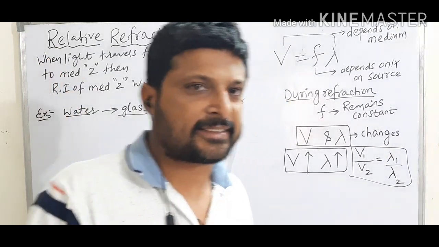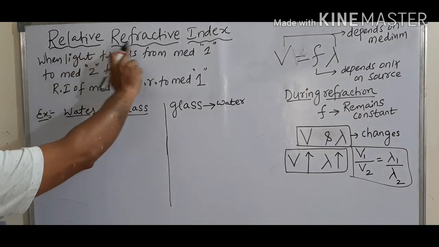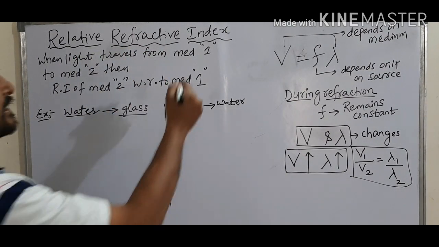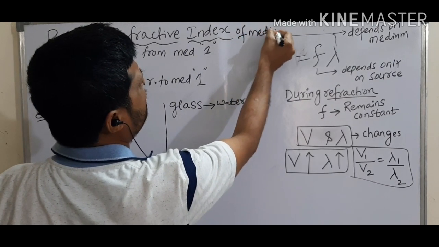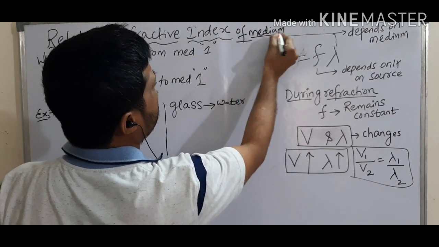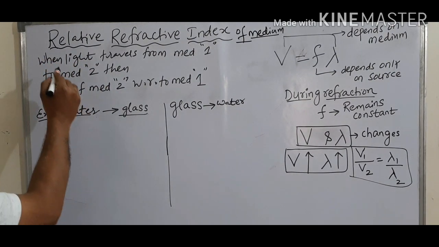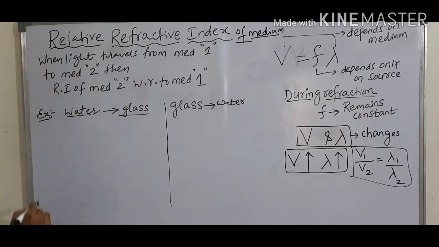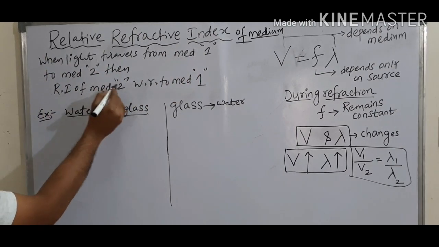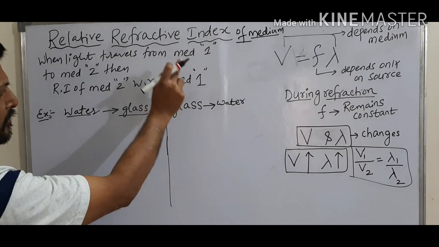Right, hi students. Today I am going to discuss the relative refractive index of a medium. What is the relative refractive index of a medium? When light travels from medium 1 to medium 2, we consider the refractive index of medium 2 with respect to medium 1.